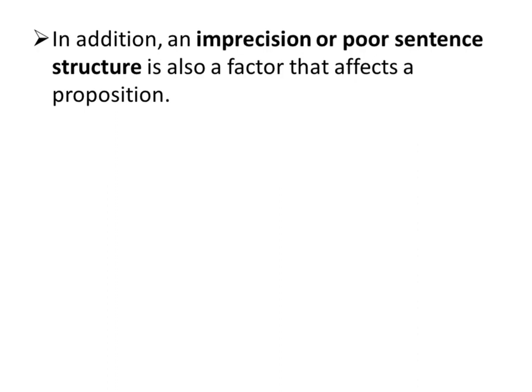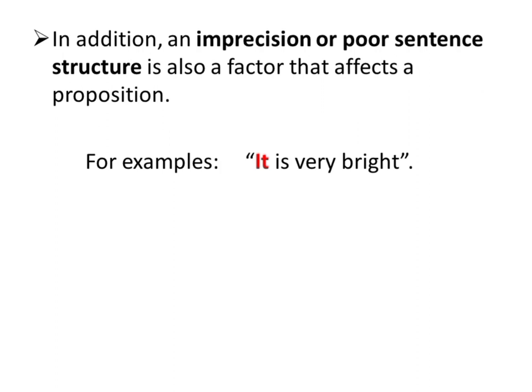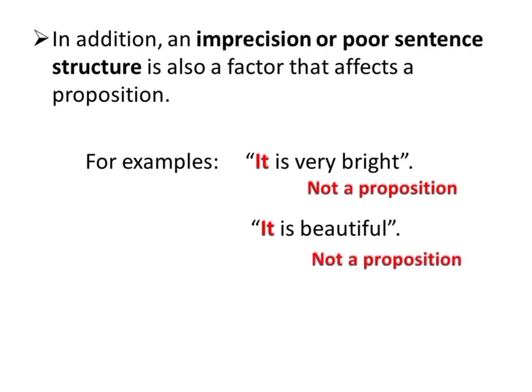In addition, imprecision or poor sentence structure is also a factor that affects a proposition. For example, "it is very bright" is not a proposition. This is impossible to verify because the word "it" doesn't have a precise description or is not determined. Another example, "it is beautiful." Another example, "it is not really healthy."